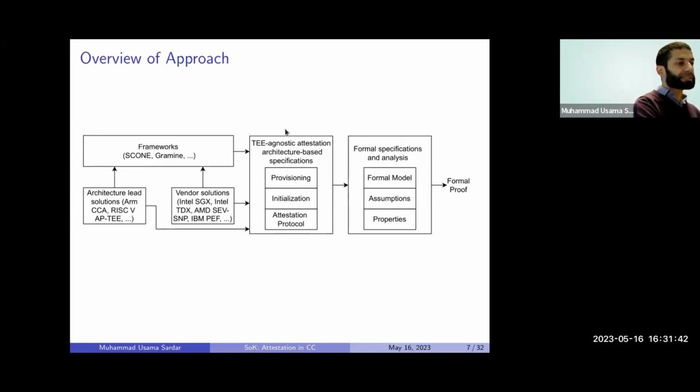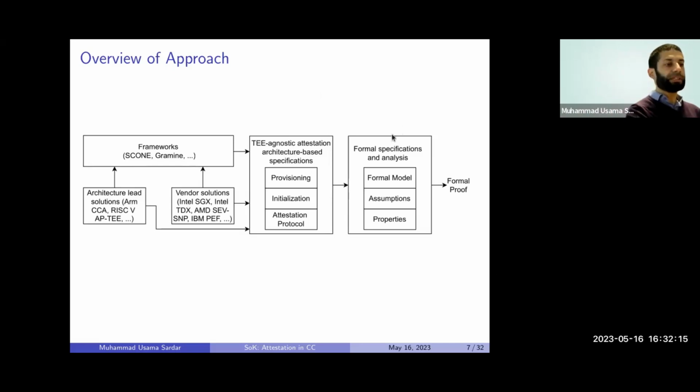We need formal analysis, but what's the use of these specifications? The core idea is that if we have a T-agnostic specification, every vendor, whether it is an architecture-led solution, vendor solution, or framework, can map their specifications to this. We do provide one of these for each of the three categories. But this is actually meant for vendors to use to map their solutions to these specifications, so they use it to specify that.